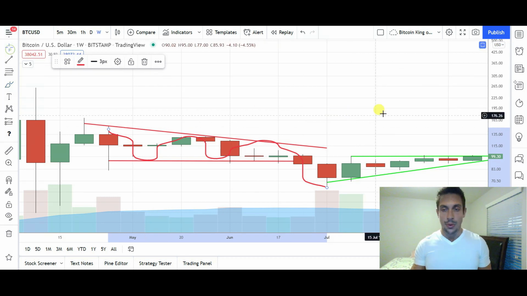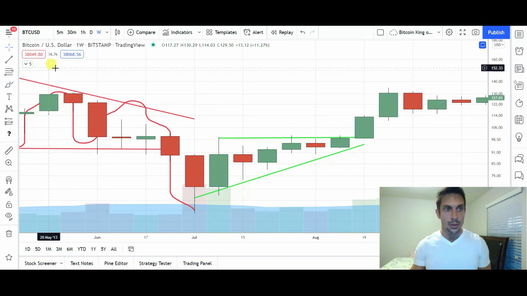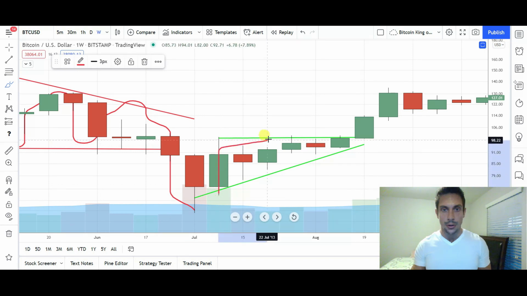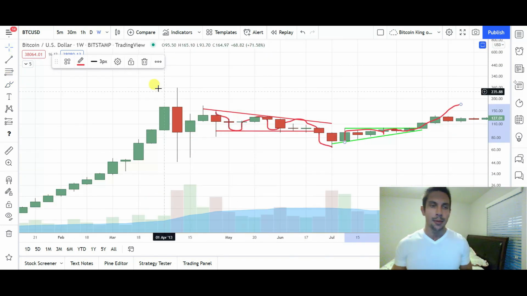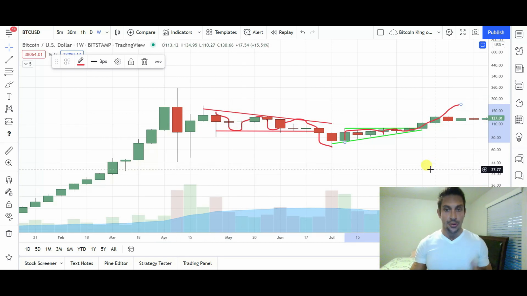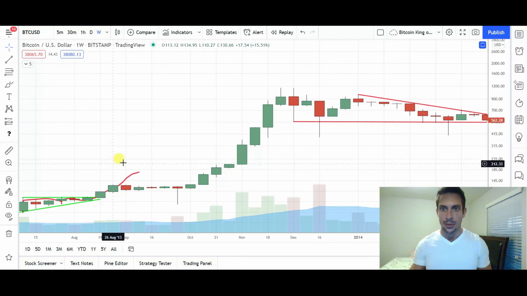And right away, look what happens. We enter an ascending triangle, and we break up, okay? So 3 times this price pattern has shown up, these triangles, and they've gone in the most likely direction.